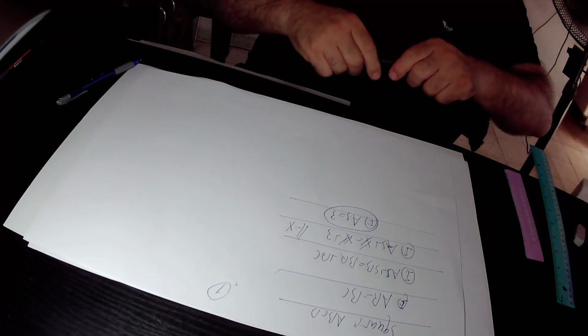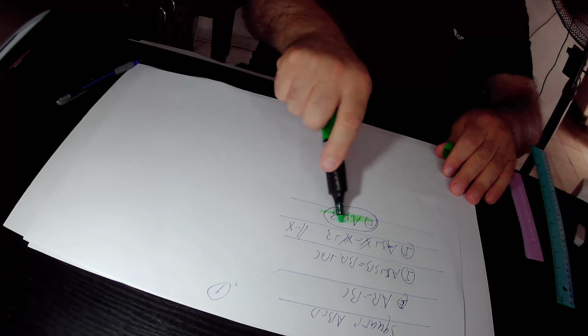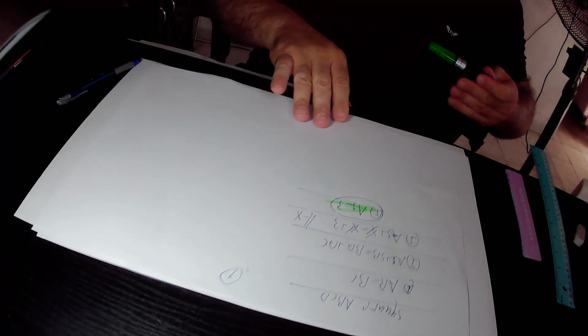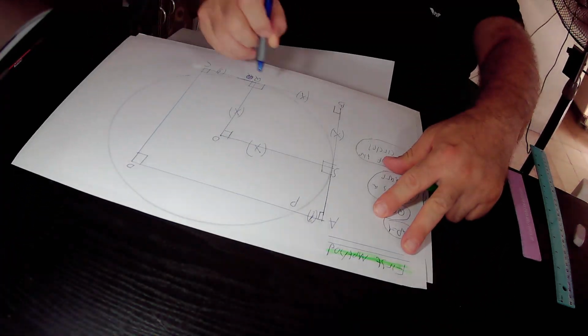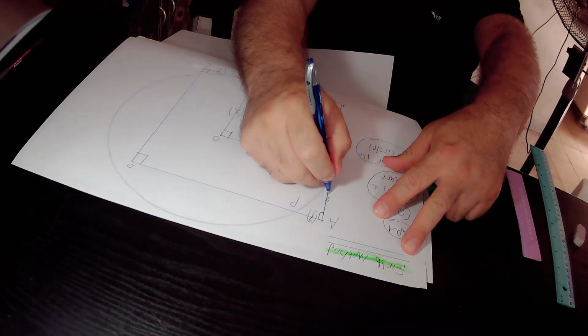Right, so the missing side AS is equal to 3 units in its length. So I'll write it down. AS, this is the missing side AS, that is equal to 3 units in its length.